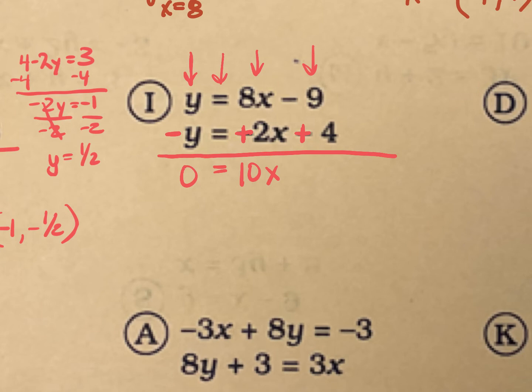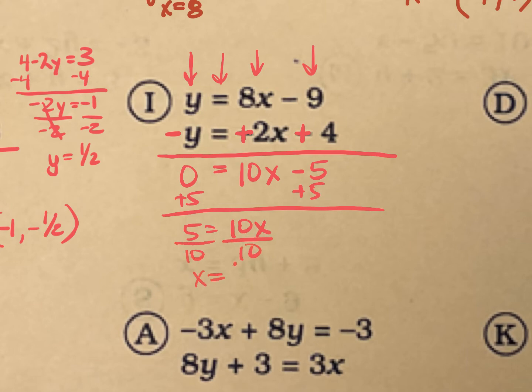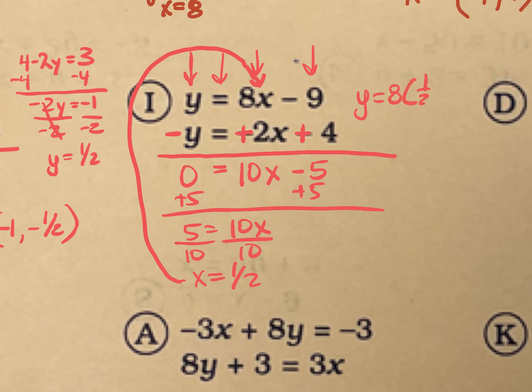Negative 9 plus 4 is negative 5. So if I add 5 to get rid of it, I get 5 equals 10x, divided by 10, x equals 1/2. Okay, so I'm going to take this back up and plug it in there. Y equals 8 times 1/2 minus 9. Y equals 4 minus 9. Y equals negative 5. So this was 1/2 comma negative 5.